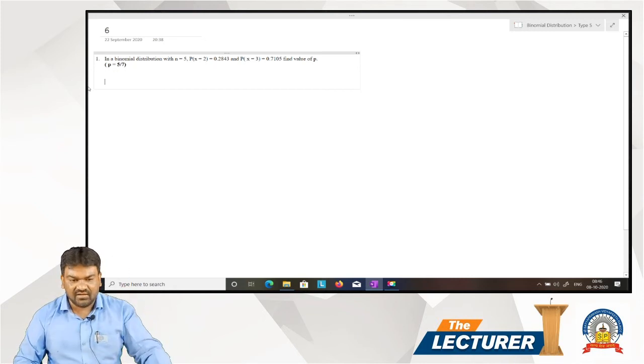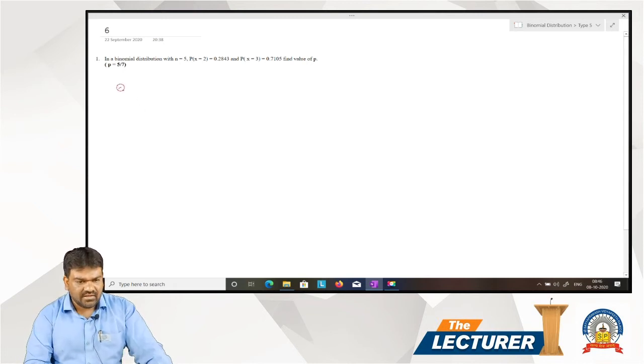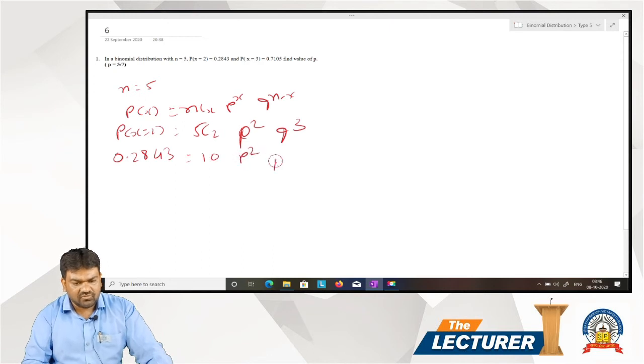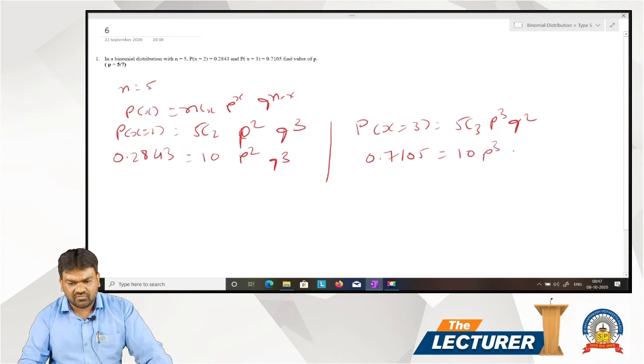In a binomial distribution, n is equal to 5, P of x equal to 2 is equal to 0.2843, P of x equal to 3 is equal to 0.7105. Find the value of p. n is equal to 5. P of x is equal to nCx, p raised to x, q raised to n minus x. P of x equal to 2 is 5C2, p raised to 2, q raised to 3. So 0.2843 is equal to 5C2, that is 10, p raised to 2, q raised to 3. Same way, P of x equal to 3 is 5C3, p raised to 3, q raised to 2. So 0.7105 is equal to 10, p raised to 3, q raised to 2. This is our equation number 1. This is our equation number 2.